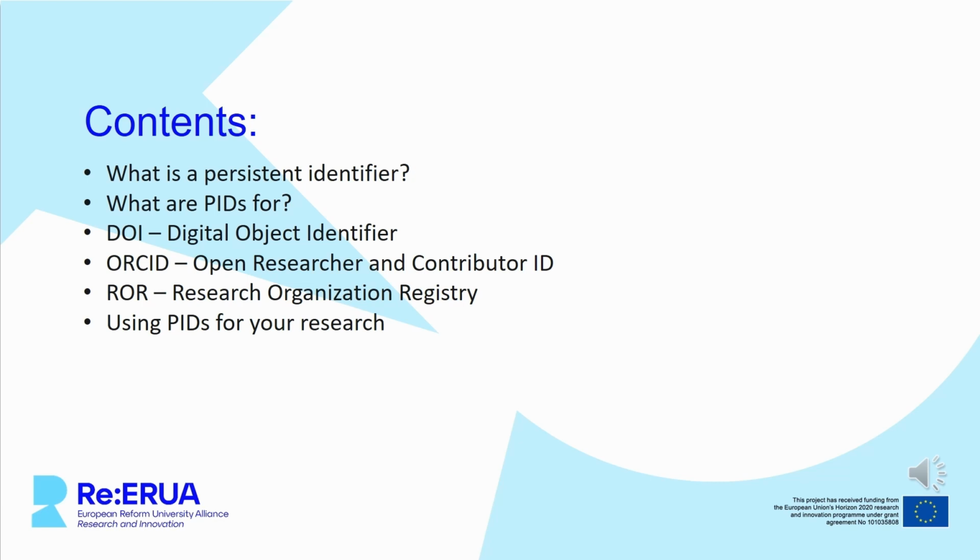In this module you will find out about what a PID is and what they are for. Afterwards I will introduce 3 example PIDs: Digital Object Identifiers, DOI in short, the Open Researcher and Contributor ID, or ORCID, and the Research Organization Registry, also known as ROR. You will learn what they are for and what their advantages are. At the end of this module you will get some tips on how to use them for your own research.